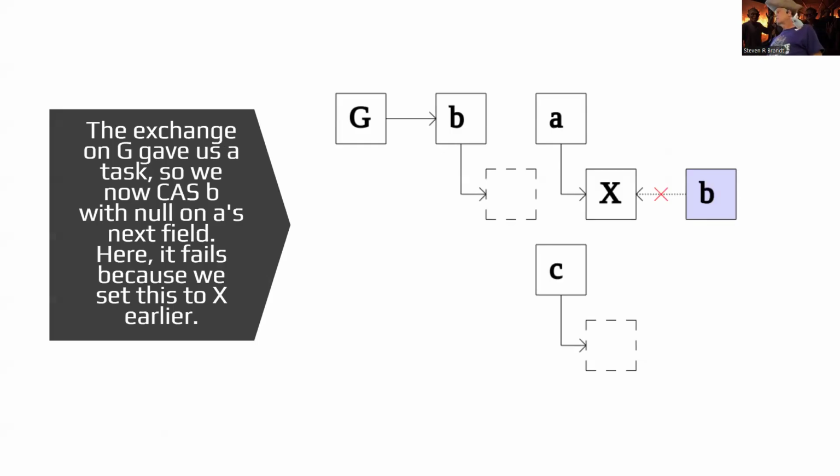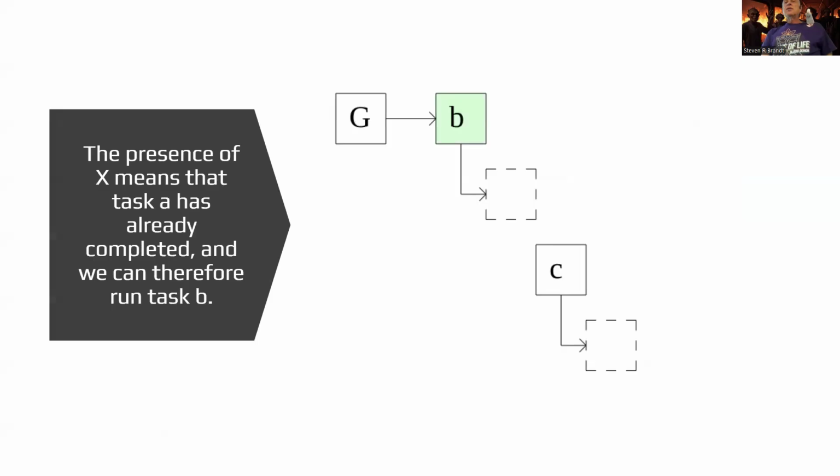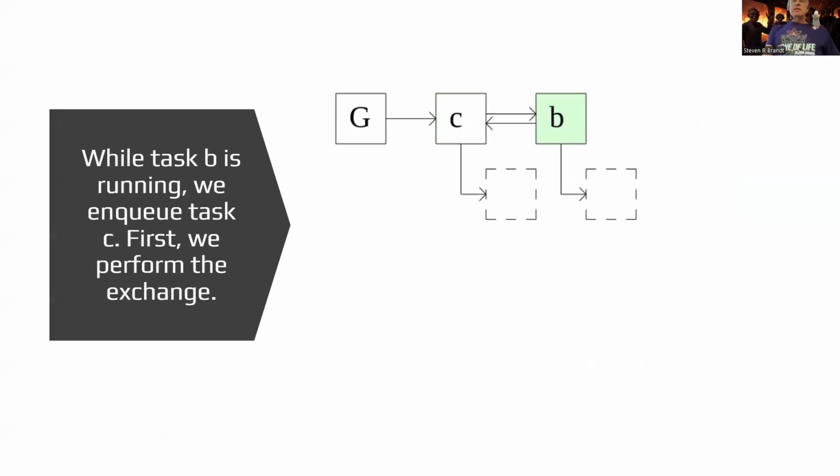In this case, it's going to fail because A is already done. And because that means the last task to run on the guard is already finished, it's okay for B to run. Now, while B is running, C tries to schedule itself. So as before, it does a get and set. It gets the B back.